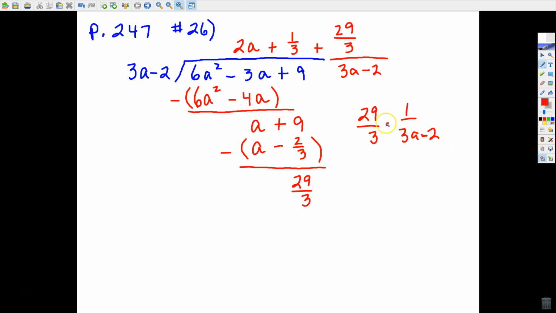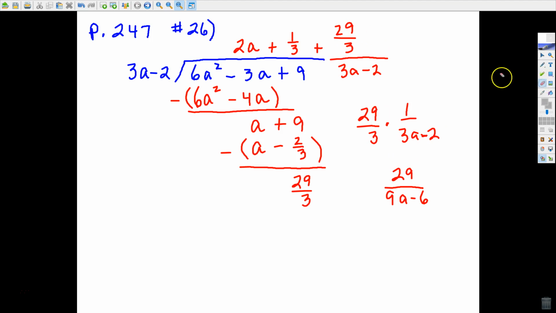Okay, so the way we'll simplify this complex fraction is instead of dividing by 3a minus 2, we'll multiply by its reciprocal. And now it's just multiply straight across. 29 times 1 is 29, over 3 times 3a minus 2, that's 9a minus 6. And that becomes the remainder part of our answer.